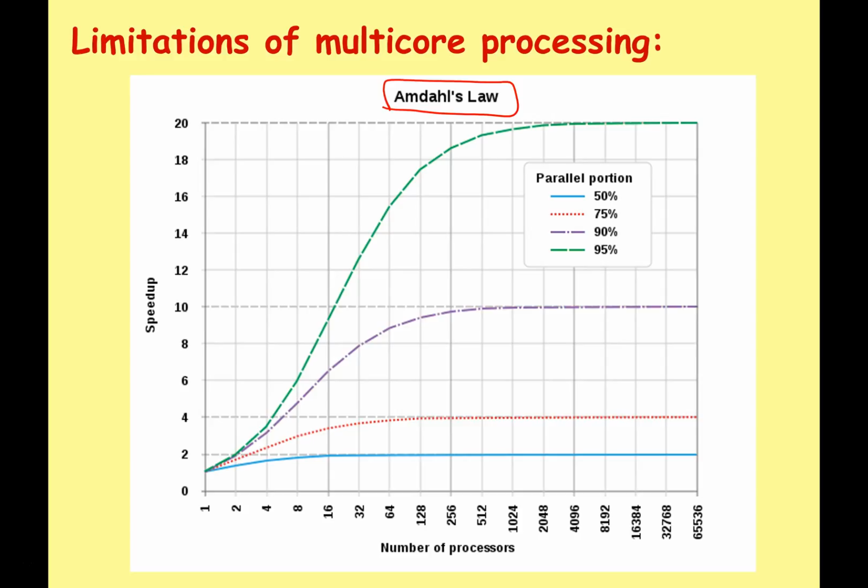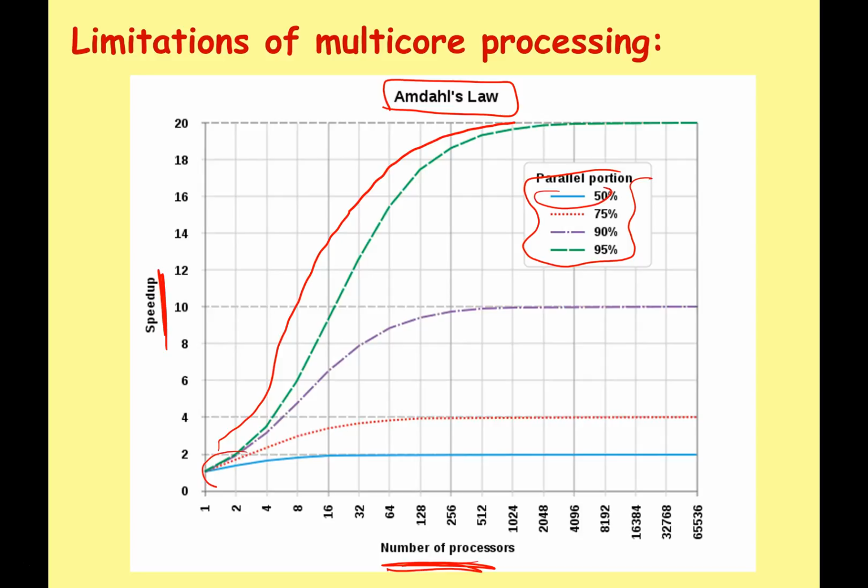So in this graph, you can see we've got how much speed up we're going to get, and then we've got the number of processors here, and we've got different examples for how much of a problem can be run in parallel. So if most of a problem can be run in parallel, you'll get quite a lot of speed up, but eventually you're going to reach a limitation. It's going to plateau. If only a small part of the problem can be run in parallel, you're not going to get a big performance increase, even if you're running a huge amount of processors.